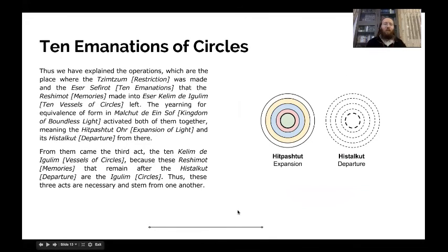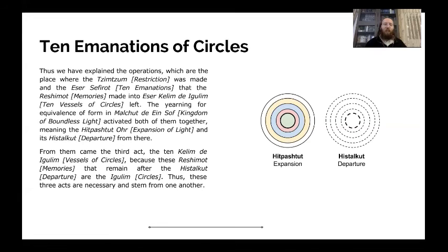This is the last slide we're going to be doing today. 10 emanations of circles. Thus we have explained the operations, which are the place where the Tzimtzum restriction was made, and the Eser Sefirot, 10 emanations, that the Reshimot, memories, made into Eser Kelim de Igulim, 10 vessels of circles, left. The yearning for equivalence of form in Malchut Ein Sof, kingdom of boundless light, activated both of them together, meaning the Pashtut or, expansion of light, and its Histalkut, departure from there.